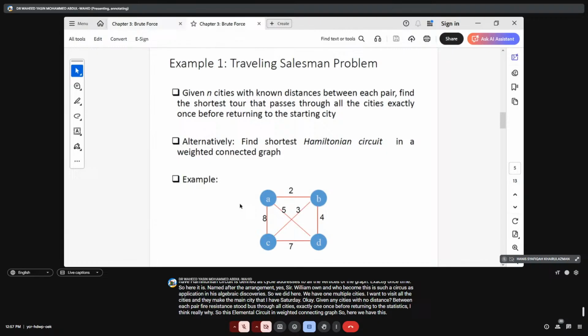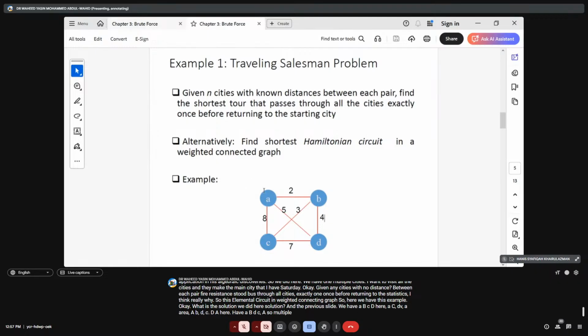So here we have this example. Okay, what is the solution? We did the solution on the previous slide. Here we have A, B, C, D, A. Here we have A, C, D, B, A. Here we have A, B, D, C, A. Here we have A, B, D, C, A.